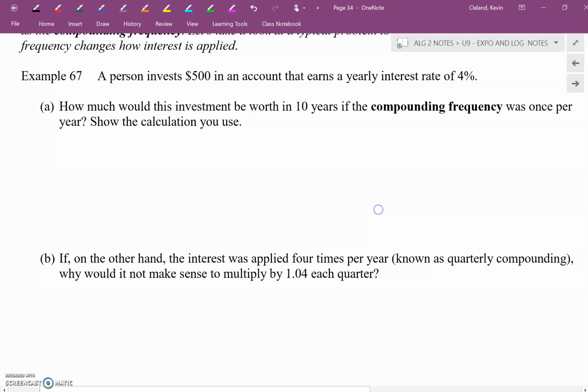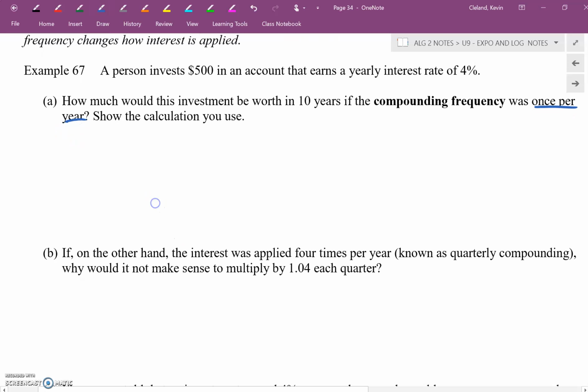So we are going to invest 500 bucks in an account that earns a yearly interest rate of 4%. So the question is, how much would this investment be worth in 10 years if the compounding frequency was once per year? Okay. So we have 500 bucks. And we're still going to have that 500 bucks plus another 4%. So we use 1.04 at the end of year one.